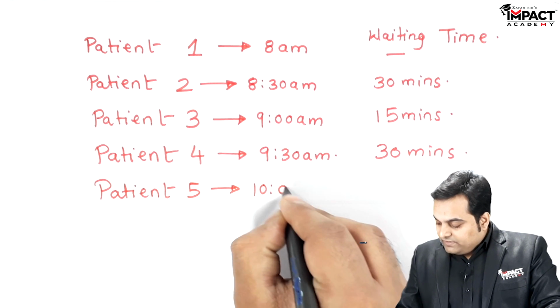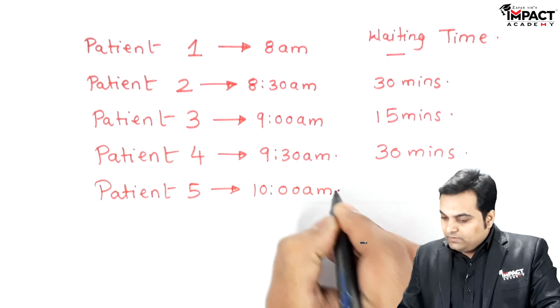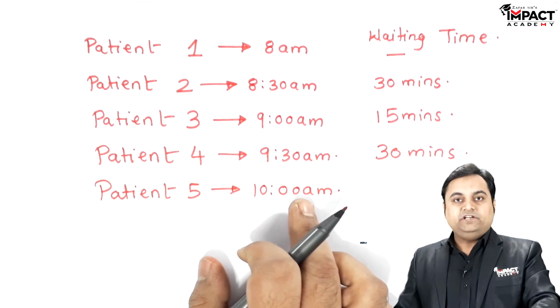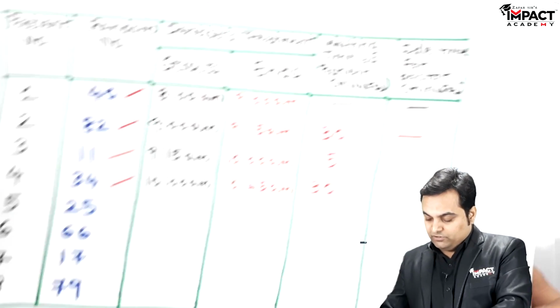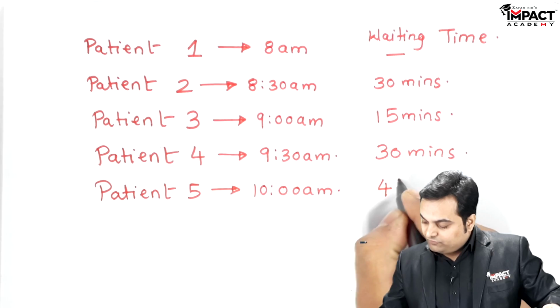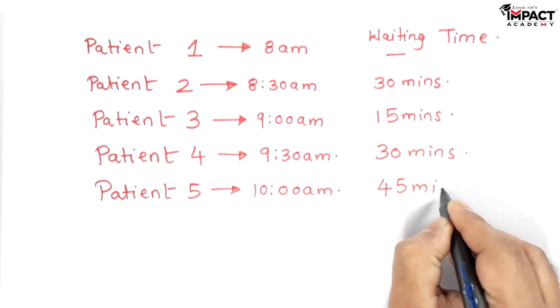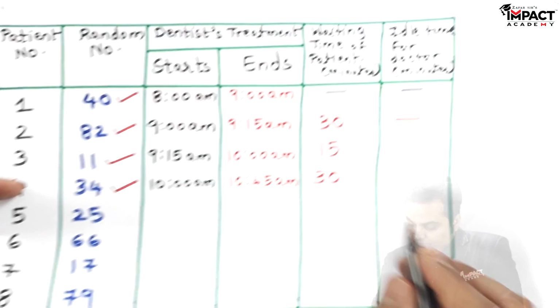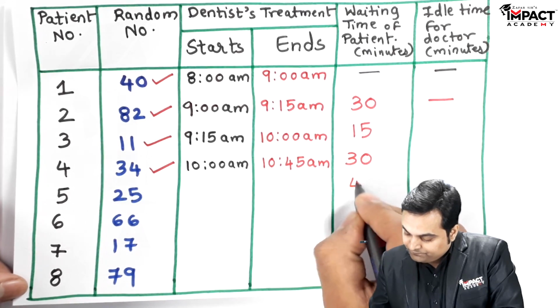Patient 5 enters at 10 a.m. and that patient will have to wait for 45 minutes because by the time patient number 4 was getting filling done. So the waiting time is 45 minutes for patient 5. So I am writing 45 over here.